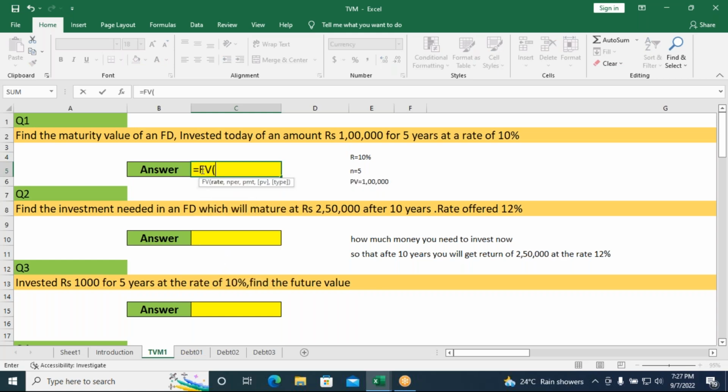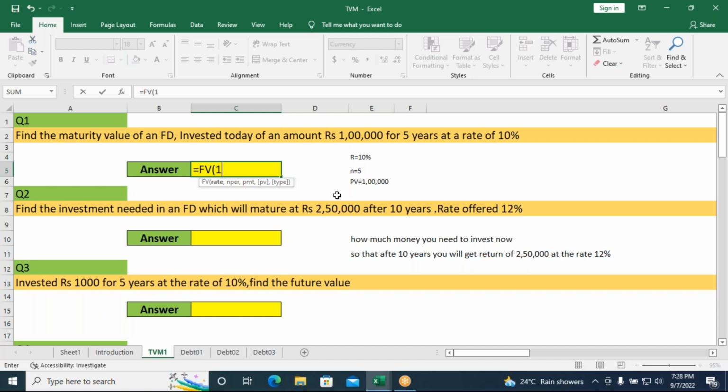I'll open the parenthesis. As I open the parenthesis, Excel will guide me with the syntax. So what do I have to put in now? Here you can see I'm looking for the future value function. First I'm looking for rate. So what is the rate here?